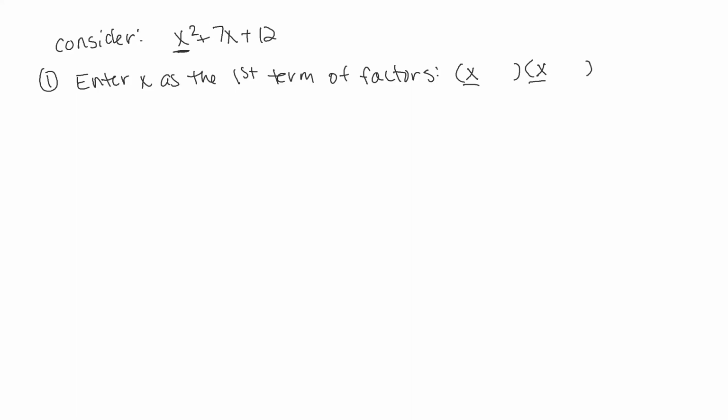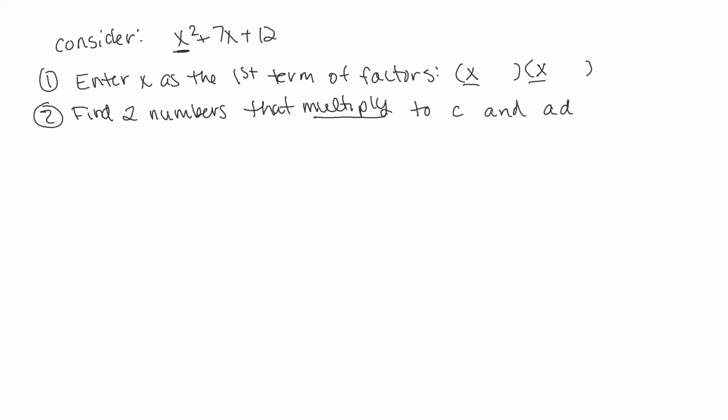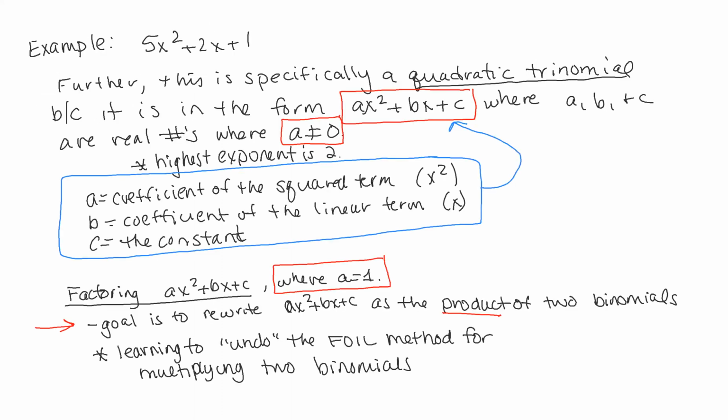Okay, the second step is find two numbers that multiply to c, remember c being the constant, and add to b, being the coefficient of the linear term. So remember, when we're talking about a, b, and c, we're looking at this stuff right here. A is the coefficient of the squared term, b is the coefficient of the linear term, or just x, and c is the constant. And that's always going to be the case when we talk about quadratic stuff, okay?